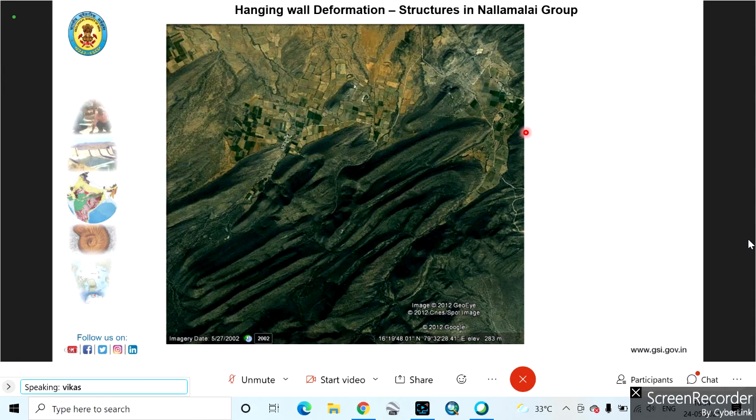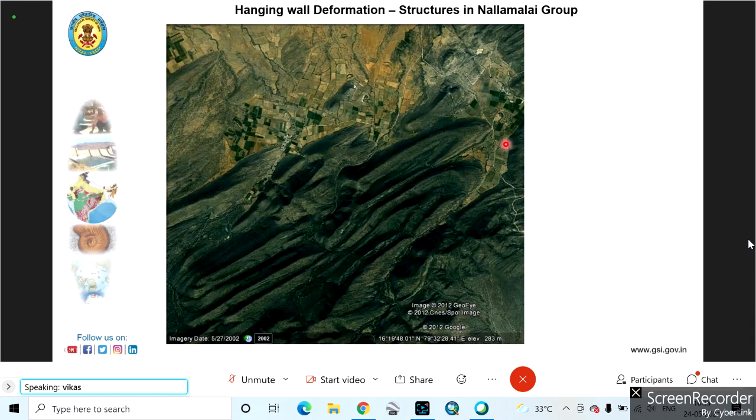Right, a more blown-up photograph of this area. Now you can easily identify these folds. These fold closures are very well developed on the right side, and the plunges are also very well seen, plunging towards the northeast direction.